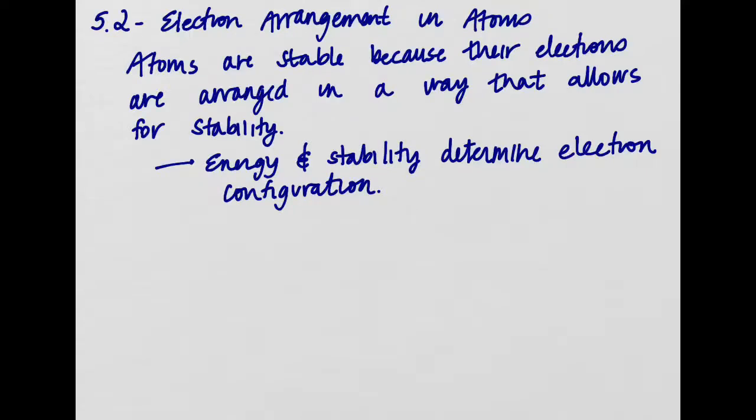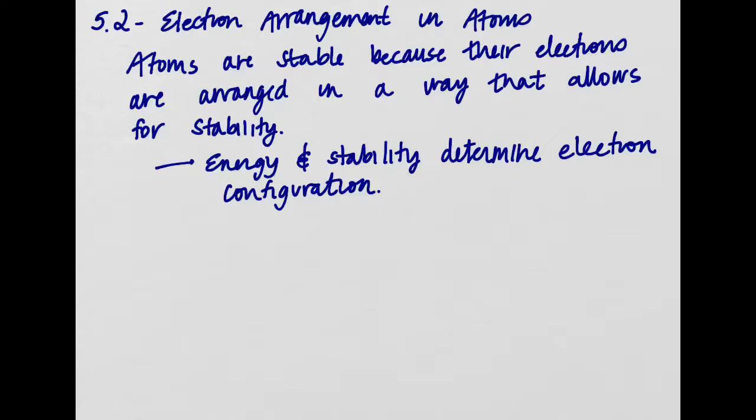Okay, so we are going to be starting on 5.2, and we're going to learn how to do these different electron configurations that you started to look at yesterday. So atoms are stable because of the way that their electrons are arranged. This arrangement allows for the atoms to be stable.